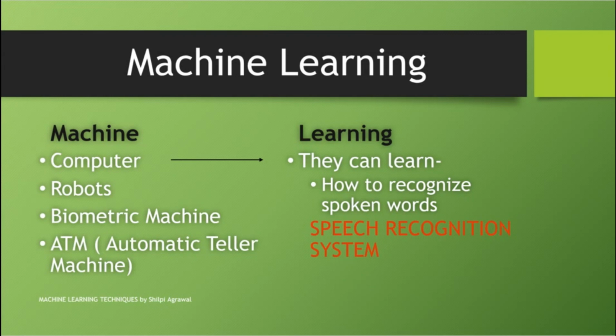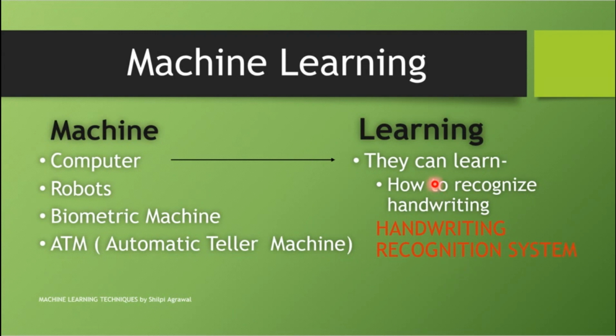And what computers learn next is computers can learn how to recognize handwriting. So, if a computer is capable of recognizing handwriting, then it is a system that is a handwriting recognition system.